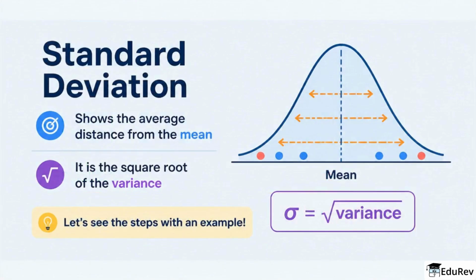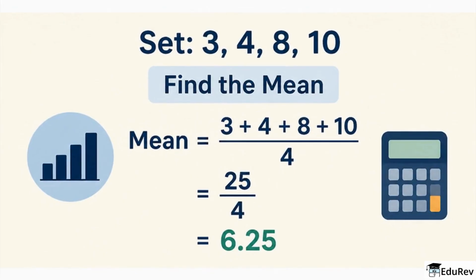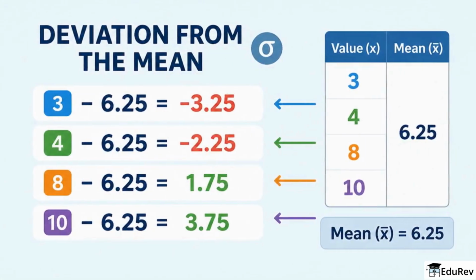Standard deviation shows the average distance from the mean and is the square root of the variance. I will show the steps with an example. Take the set 3, 4, 8, 10. First find the mean. Mean equals (3 + 4 + 8 + 10) divided by 4, which is 25 divided by 4, giving 6.25. Find each deviation from the mean.